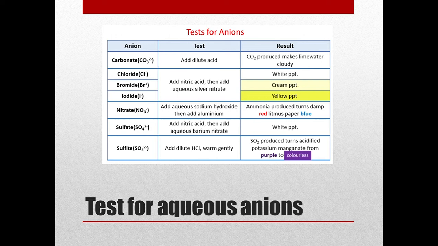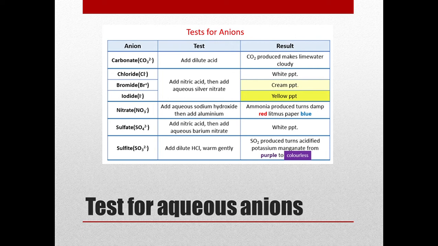The result is that ammonia gas is produced, which turns damp red litmus paper blue. The sulfate test is to add nitric acid, or acidify with dilute nitric acid, then add aqueous barium nitrate, and that would give you a white precipitate. Even if barium nitrate is not there, you could just add barium chloride because barium sulfate is again the same thing.